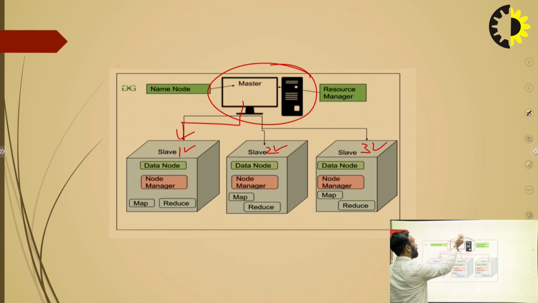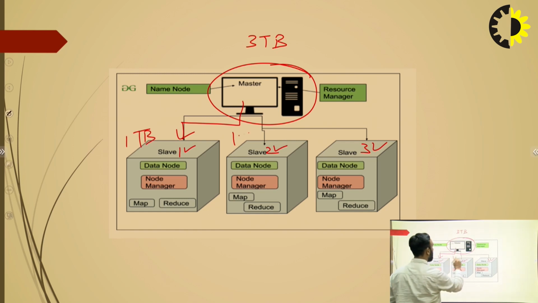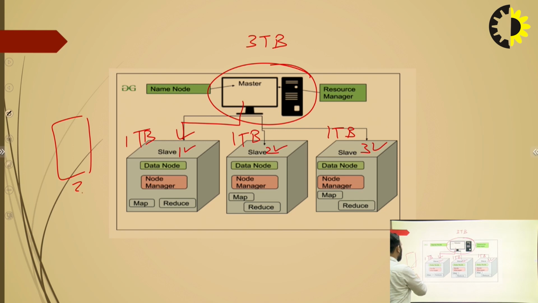So for example, we have 3 TB of data. If we store it in a uniform manner, 1 TB will go here, 1 TB here and 1 TB here. If we access 3 TB from one node, it will take more time as compared to 3 nodes. That is very clear. If we access 1 TB from each, the processing of data is fast as compared to the other method.